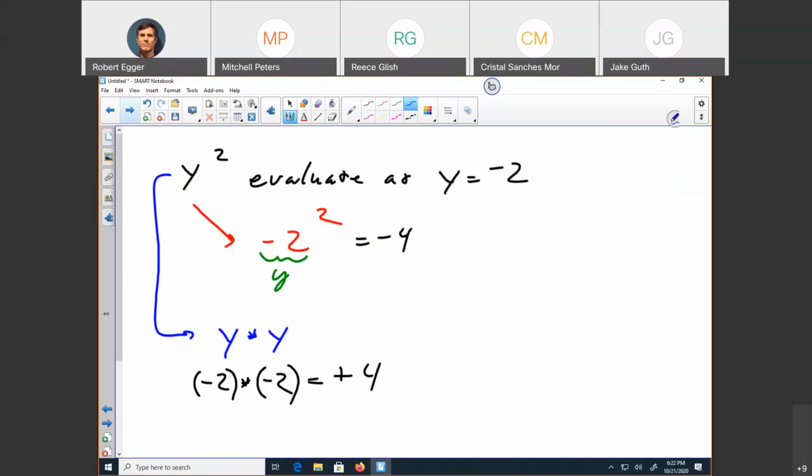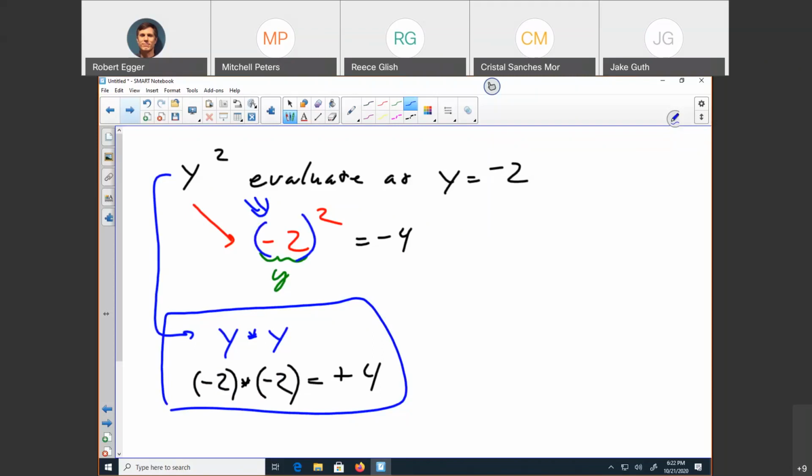I know you're all chomping at the bit. I know you're all anxious to know the answer. That one's correct. Because yes, in this one, y is minus 2, but it's y squared. Y is being squared, and since y is being squared, that negative is also being squared. So that's where another error happens a lot in these exponents.